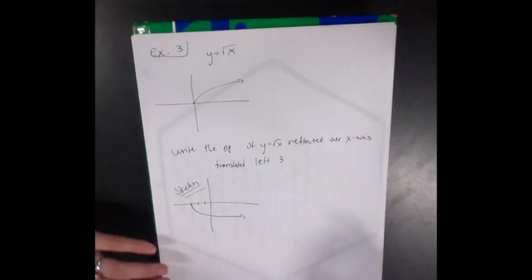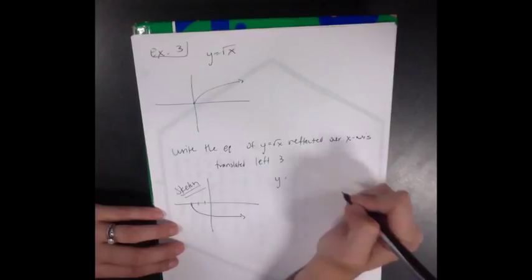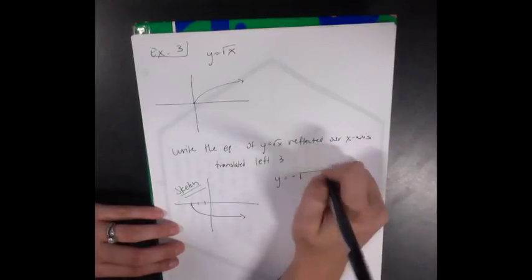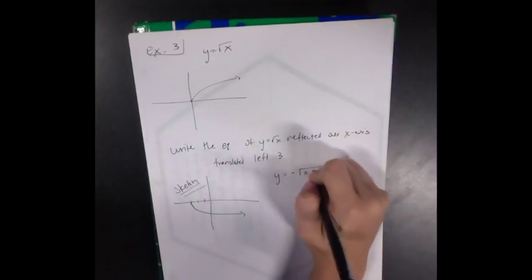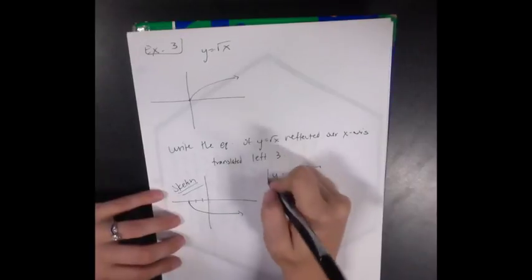If it asks you to graph, you have to actually put more points on here. Now we know to flip over the x-axis, I put the negative out front on the y, and then left 3, I will have x plus 3. And that would be my new equation. You should be very comfortable with graphing by now. If you're not, you need to come ask for help. All right, that's all for today.